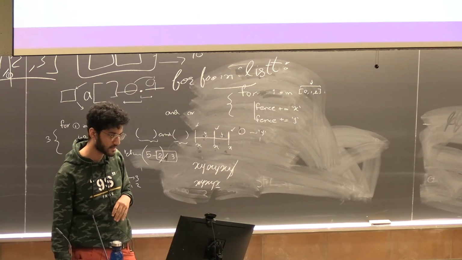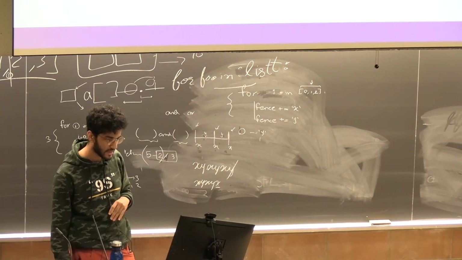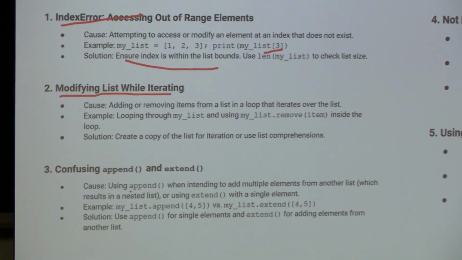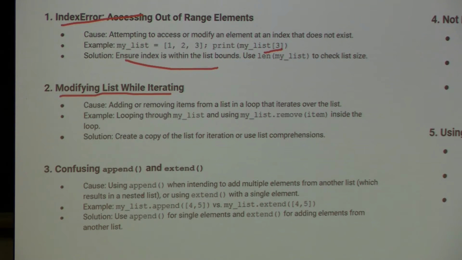Other thing here is confusing append and extend. This is important, and might come up in multiple choice. The error is using append when intending to add multiple elements from another list, creating a nested list. Does that make sense? This is simple stuff. Does anybody have any doubt on this one? No? Okay, I'm assuming a yes then.